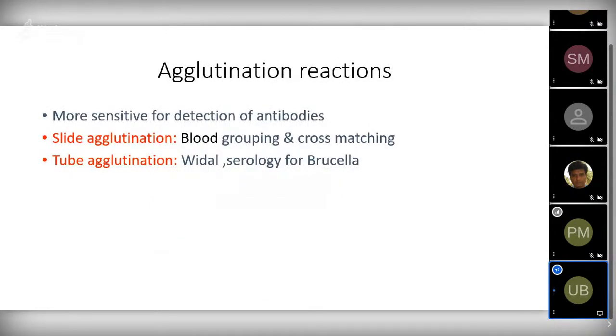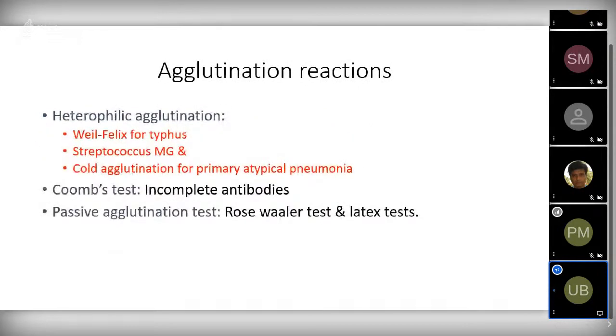And coming to agglutination reactions, agglutination reactions are more sensitive for detection of antibodies, and you have two different types, namely slide agglutination and tube agglutination. For slide agglutination, the classical examples are blood grouping and cross matching, and for tube agglutination, the classical examples are Widal and serology for brucella. And in agglutination, you have another type called the heterophilic agglutination test.